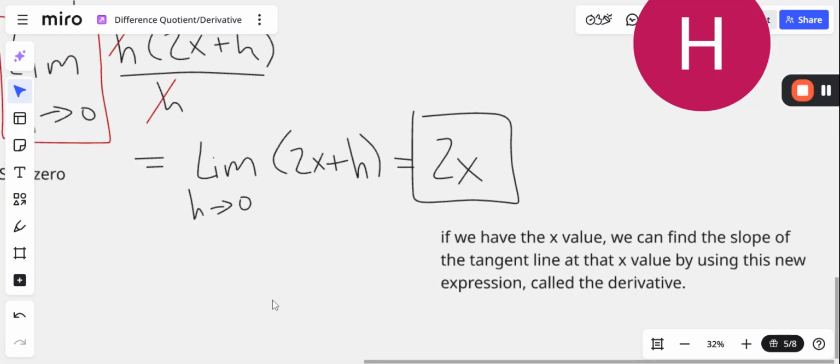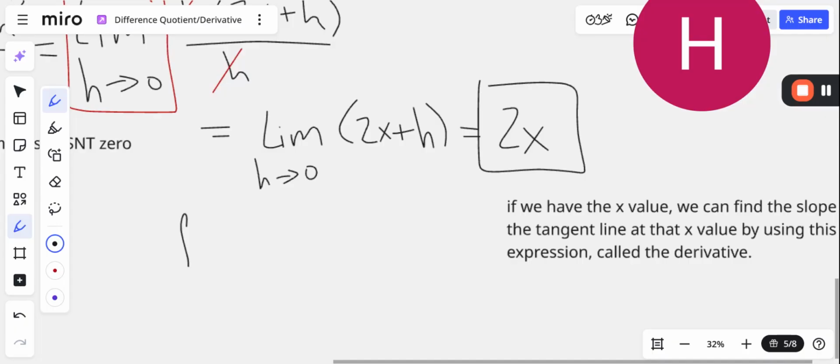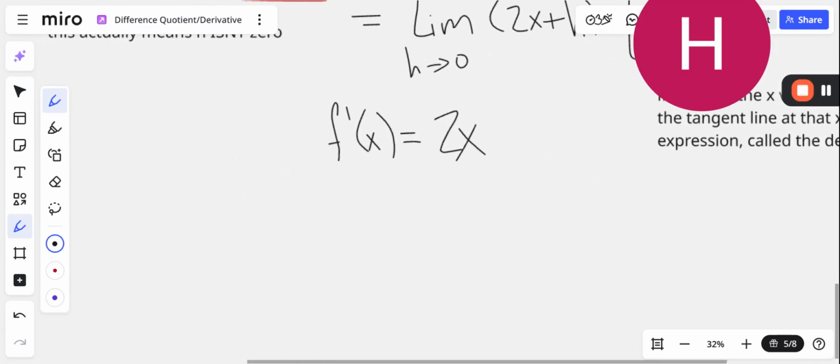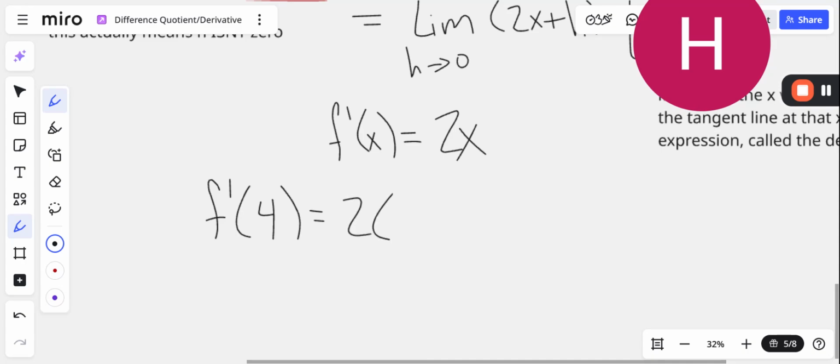And actually this is a function. So we say f prime of x is the derivative of f of x, but it is also its own function. And so if we want to know the slope at a certain point, like 4, now you can simply plug in x equals 4, and that gives you the slope of this curve.